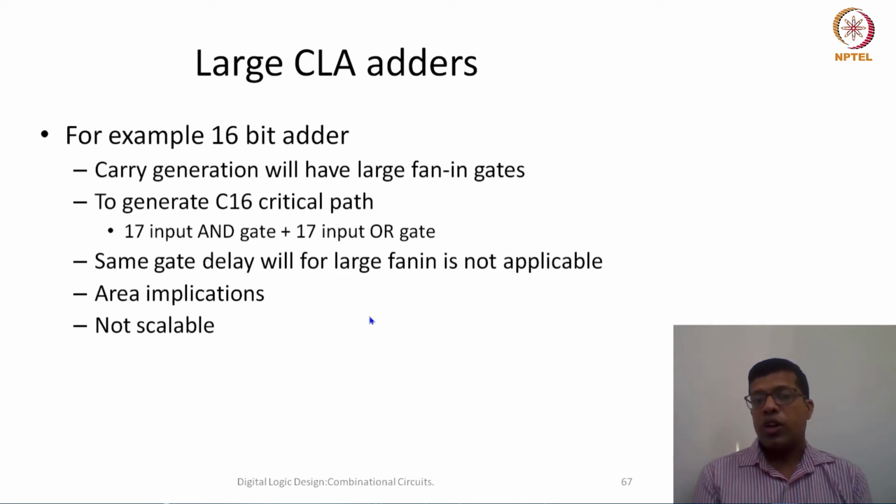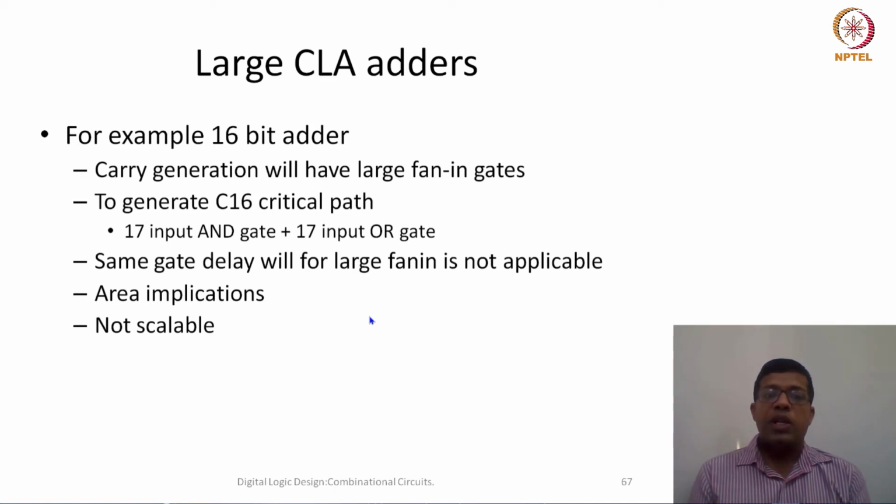In the delay model which we used while talking about CLA, we said that AND and OR gate delay would be the same irrespective of fan-in. But that will not be scalable here. Using some transistor level techniques, by properly sizing the transistors, the delay of a 3-input AND gate and a 2-input AND gate could be very similar, but a 17-input AND gate delay cannot be the same as a 2-input or 3-input AND gate. So that assumption of the same gate delay for large fan-in will not be applicable at all. That means this method is not scalable.